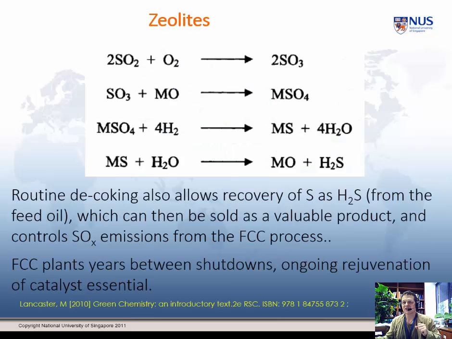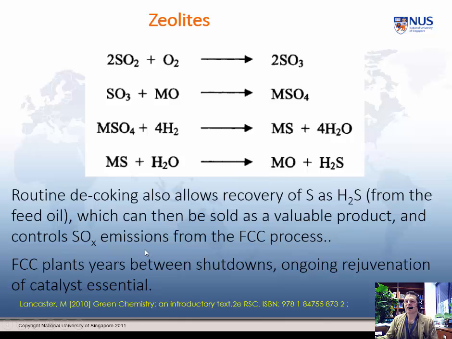That's a typical example of how you might use a zeolite in that process, or rather the tweaks to make it really effective. I talked a moment ago about how, particularly with zeolite Y and this sort of heavy duty stuff, coke formation is an important thing. Well, routine decoking also allows the recovery of sulfur as H2S. I would be interested in sulfur, wouldn't I? And that can be sold, which is great, and it reduces sulfur oxide emissions.